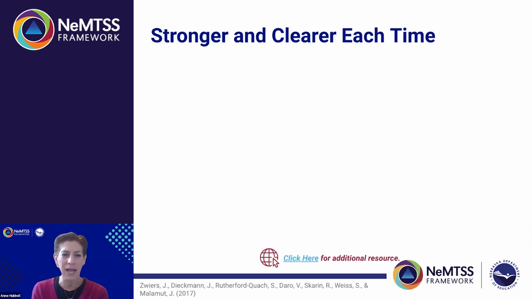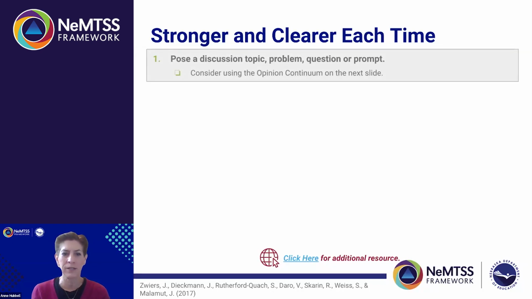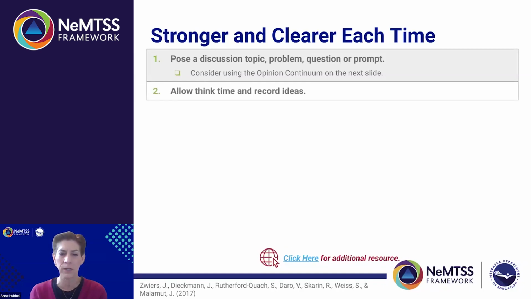This routine is adapted from Stanford's Understanding Language and the Stanford Center for Assessment Learning and Equity, Mathematical Language Routines. Within the strategy, students have to defend their opinions, and as they listen to others, they get stronger and clearer ideas to support their opinions. In step 1, the teacher poses a discussion topic, a problem, question, or prompt. On the next slide, we'll show an extension of this step. Step 2 is where the students think independently and record their ideas.